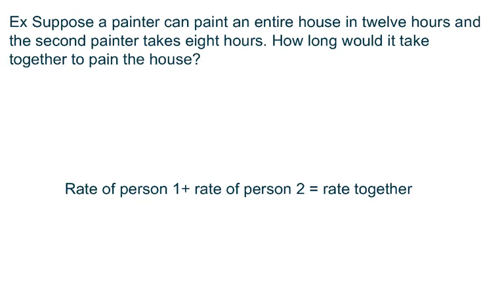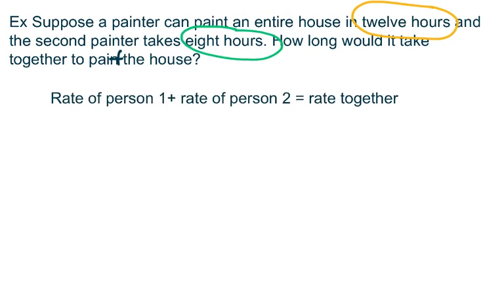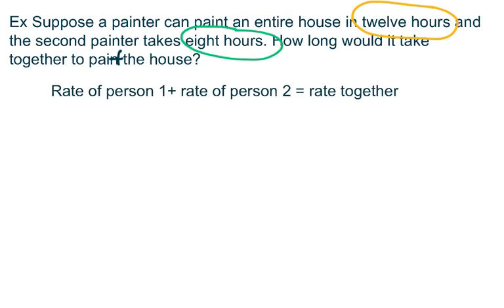Suppose a painter can paint an entire house in 12 hours. I'm going to circle that because that's important. And the second painter takes 8 hours, so that's important. How long would it take together to paint the house? Okay, so I wrote this little equation. This is how you're going to set it up every time. So the rate of person 1 plus the rate of person 2 equals the rate together.